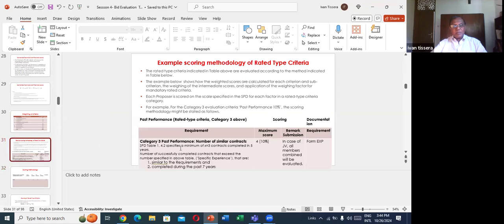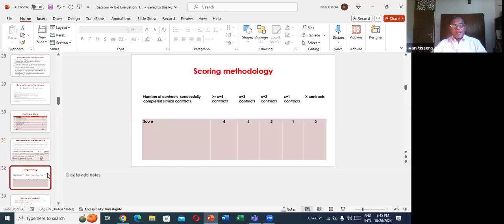So you understand the past performance is 10 marks, out of which a sub-criterion is the number of contracts completed. So we have given minimum of X equal 3 contracts completed in 5 years, and those similar to the requirement and completed during the past 7 years. Those are sub-criteria. Here is how they have given marks.